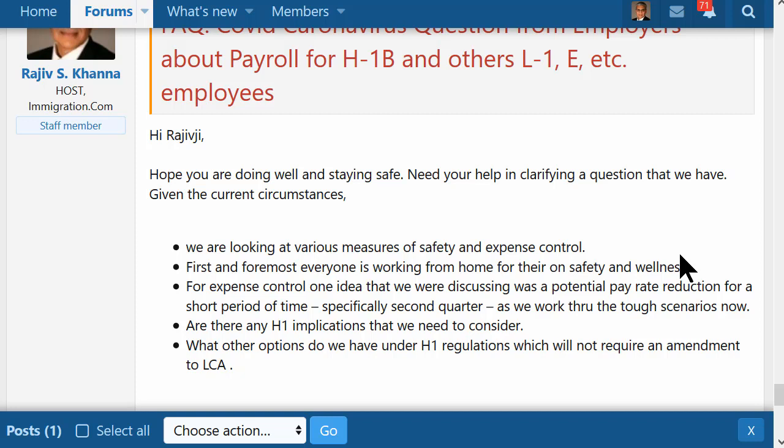So the Department of Labor was asked this question: if we are doing a reduction in salary across the board, let's say we are reducing 10% salary for all the employees, not just the H-1B employees, all the employees. And the Department of Labor said, well, we can understand that sometimes those things happen as long as you are meeting the prevailing wage, which is $70,000 in this case. We are okay with a reduction in salary if it is across the board.